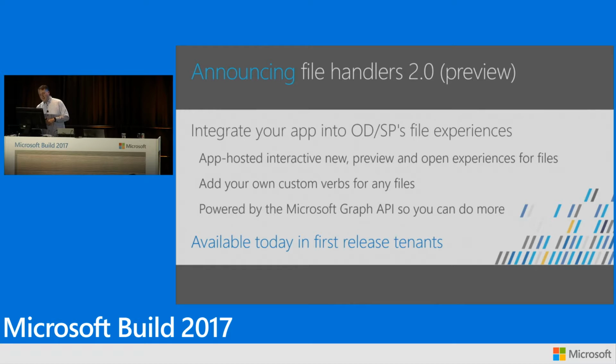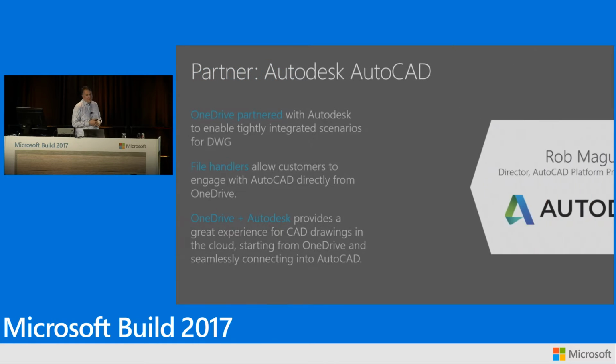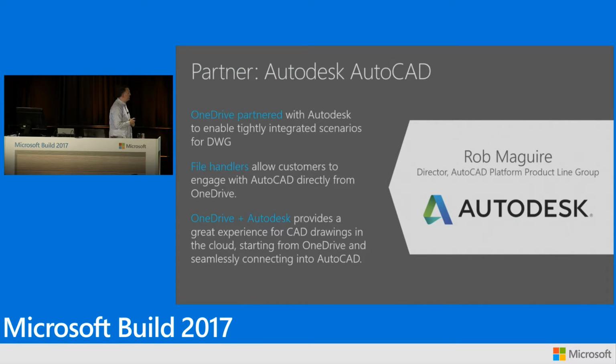And we've done a lot of work internally building this up, and to make sure that we got it all right, we've partnered with Autodesk AutoCAD. We looked around and saw that there were actually a lot of AutoCAD files stored in OneDrive for Business, and we said, what better partner to bring into the fold and help us validate the platform than Autodesk. And they've really been able to build file handlers to allow their customers to engage directly with AutoCAD files from inside OneDrive. So you don't have to download the file. You don't have to think about taking it out of the cloud to open it. And to help talk about AutoCAD, I want to bring up Rob McGuire from Autodesk to talk about what they have built using file handlers.